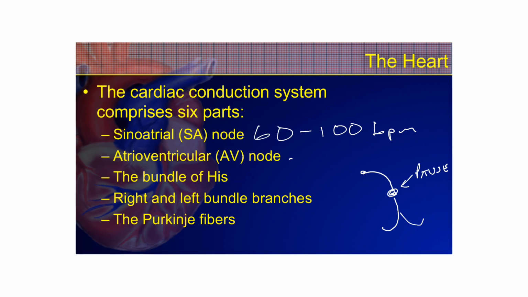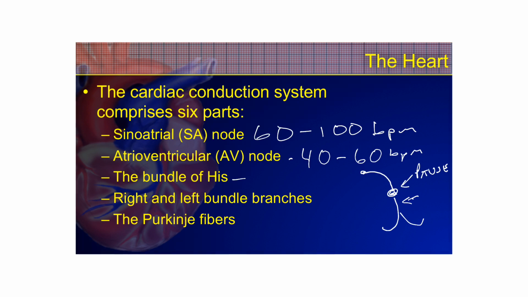So the AV node actually has an intrinsic firing rate of its own, usually about 40 to 60 beats per minute. The bundle of His is in this little picture I've drawn. It's right here. It occurs right after the AV node, and together the AV node and the bundle of His are considered the AV junction. So all of those together are considered your AV junction. And all of that area is where an AV block can exist. So an AV block can exist both at the nodal area, the AV node, or the His bundle.